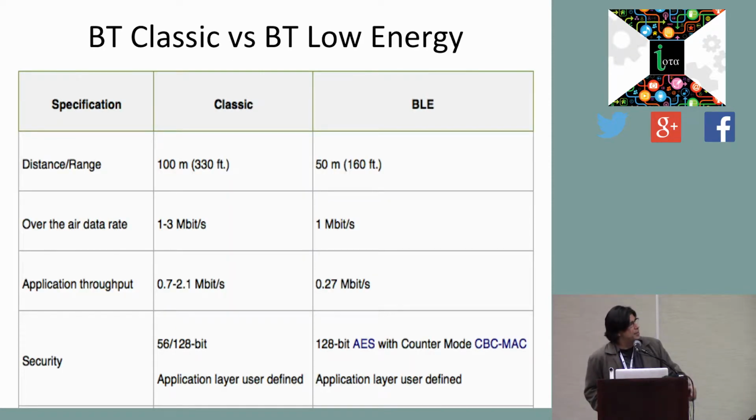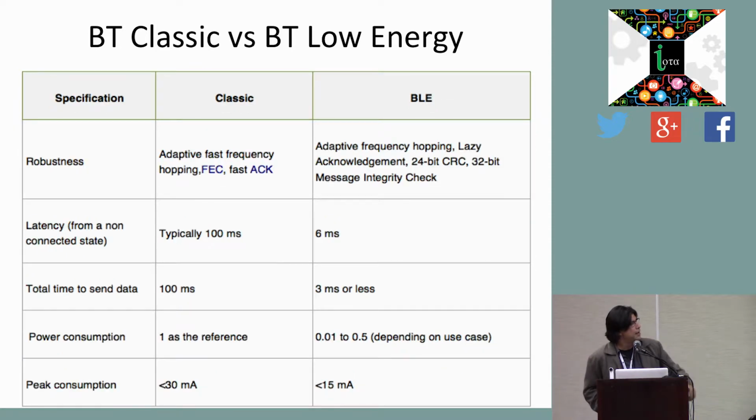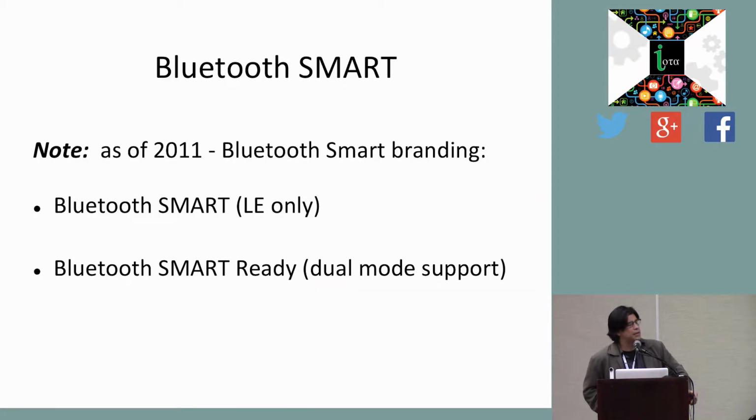Here's just a comparison between classic Bluetooth and BLE. We all know about the range obviously being a lot less because it's low powered, but you have a lot of improvements in latency, so that's significant. Also, the branding. As of 2011, the Bluetooth SIG decided to brand this way so that if you have a device that's LE only, it's Bluetooth Smart. If it offers both modes, then it's Bluetooth Smart Ready. So most phones are Bluetooth Smart Ready.